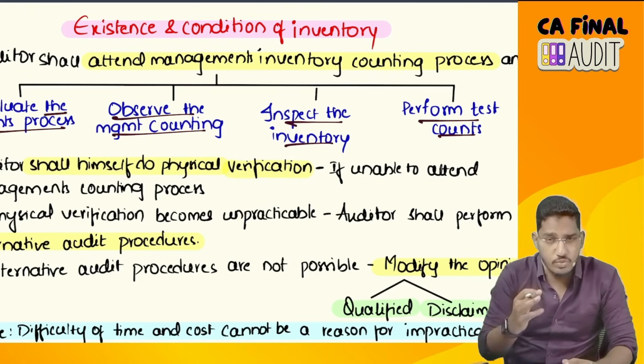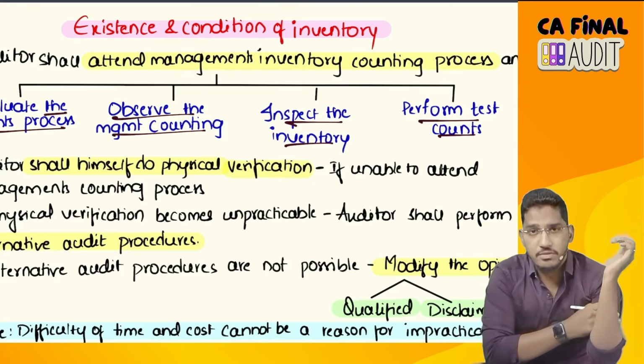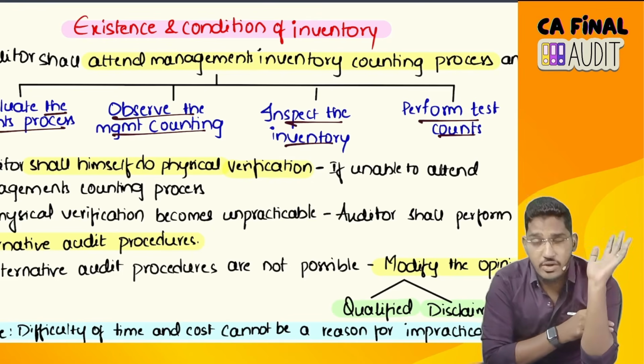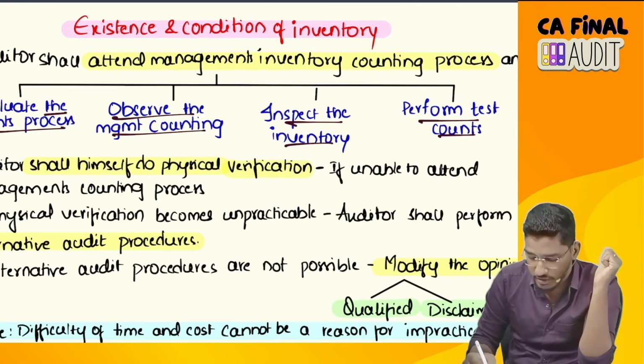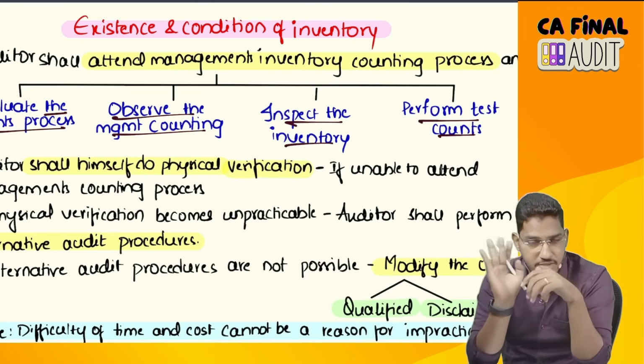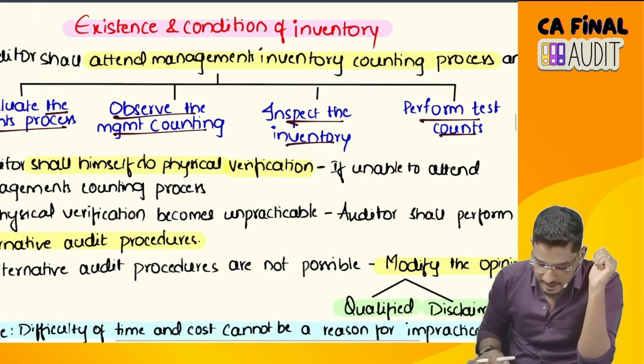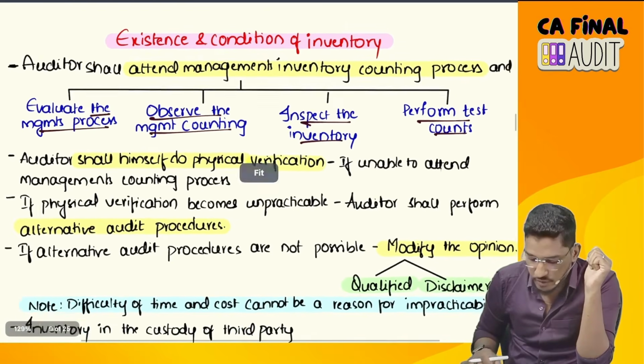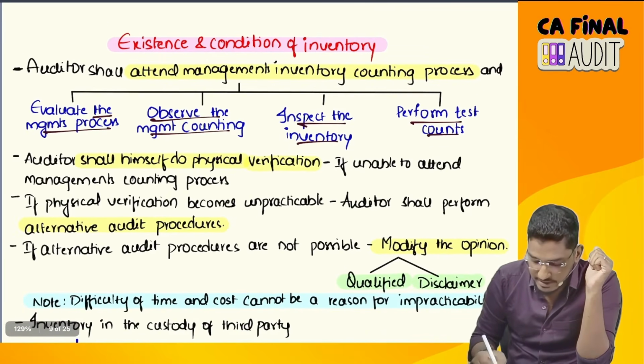On a sampling basis, you can also do the counting. Whatever it is, management will do physical verification. They will call you. It is your responsibility to go and attend that inventory counting process and follow these 4 steps: evaluate the process, observe the management counting, inspect the inventory, and perform the test counts.